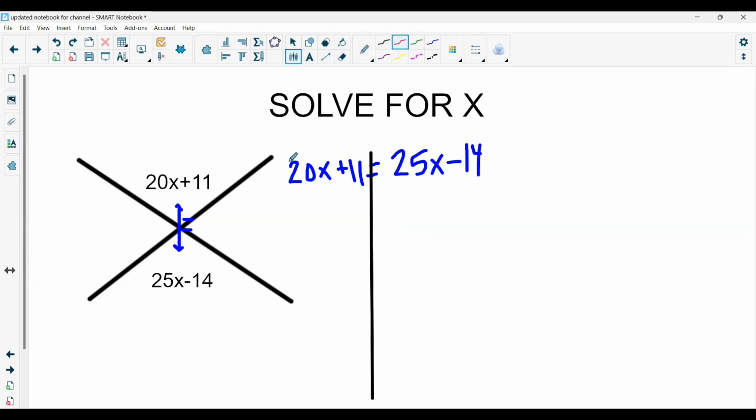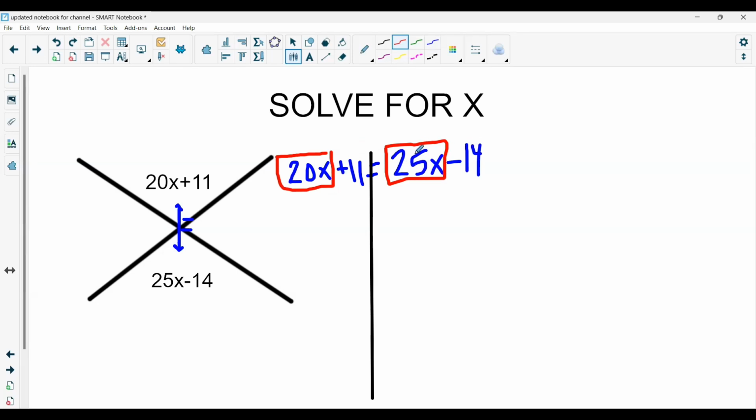I don't see any distributive property here. I can't combine anything from this side. Let's look over here. There's no distributive property, no parentheses, and nothing that looks alike. However, once again, I have a variable on this side, and I have a variable on this side. I only need variables on one side, so I have to take one and move it to the other side. Okay, I like to always take the smallest one.